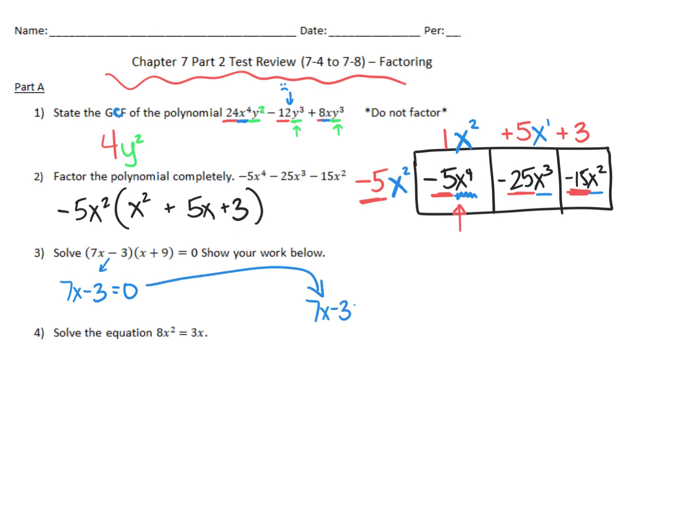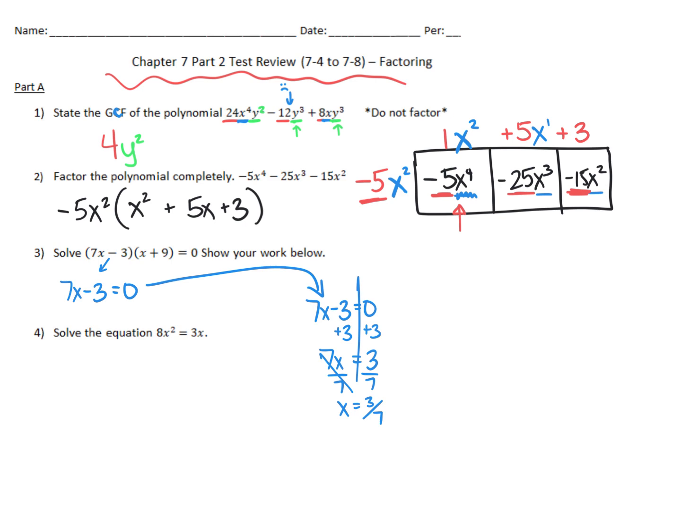7x minus 3 equals 0. It's a little two-step equation. Add 3 to both sides. 7x equals 0 plus 3. And then divide by 7. X equals 3/7. That's one of them.